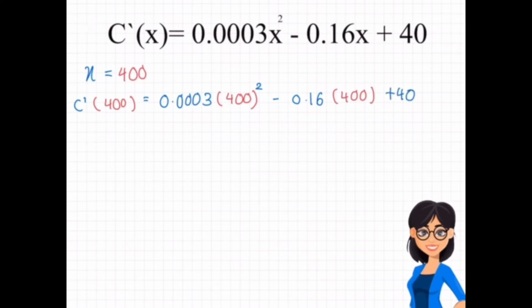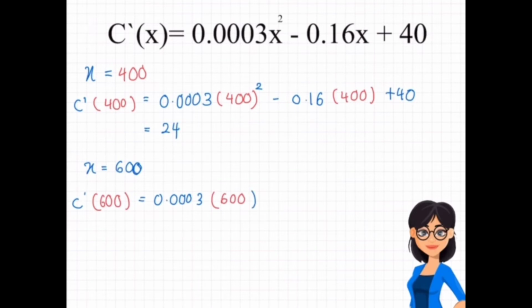After calculating it with the calculator, we get 24. Now, our last question is when x is equal to 600. So the same rules apply, and C prime of x when x is 600 equals 0.0003 times 600 squared minus 0.16 times 600 plus 40. Do your magic with the calculator, and you're going to get the answer 52.